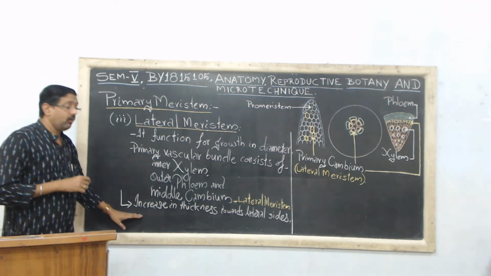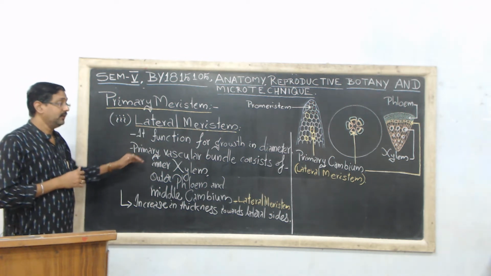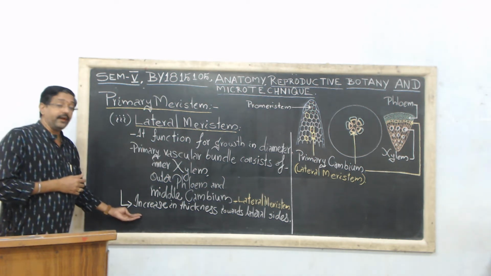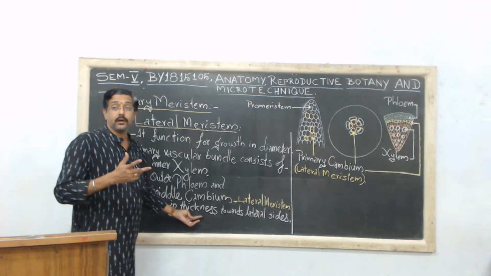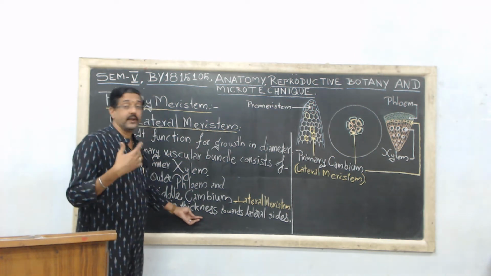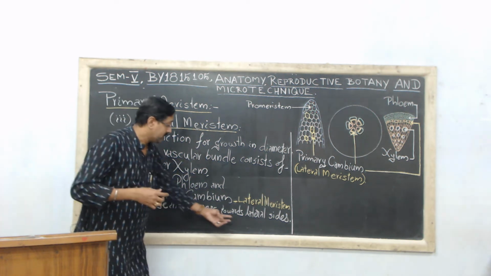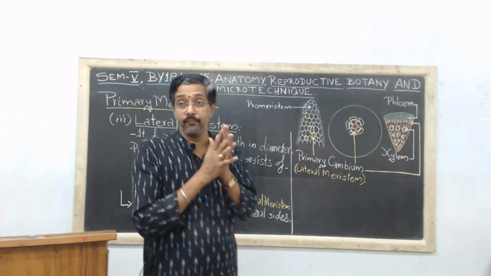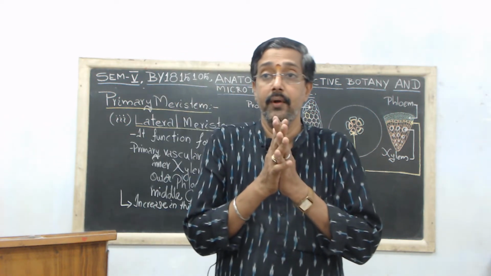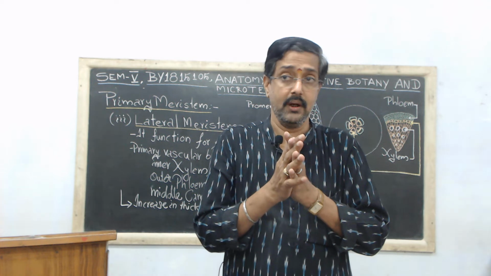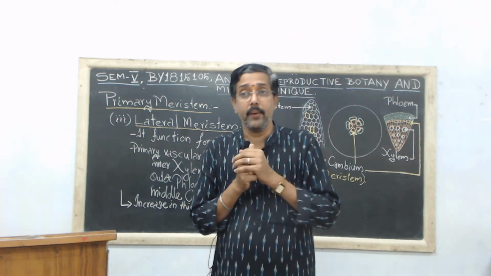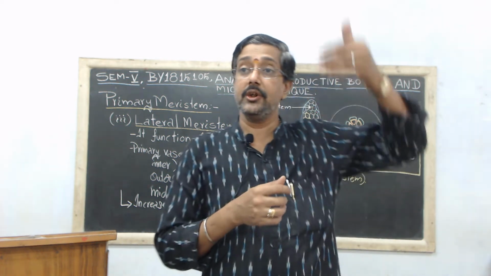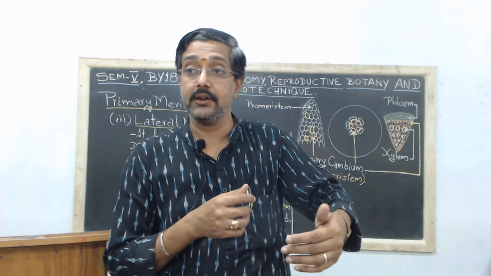And what is its role? The function is increase in diameter, or growth in diameter, and it also increases thickness. The increase in thickness we can see towards the lateral sides, towards the periphery. So apical meristem is the first derivative of primary meristem. Remember, the apical meristem, the first derivative of primary meristem, enhances the increase in length or height.